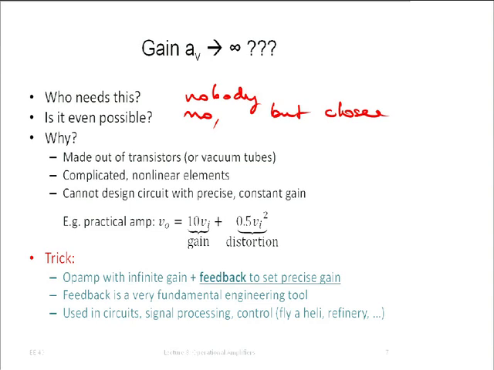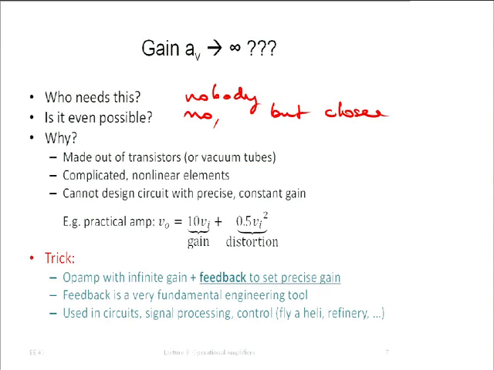But anyways, the conclusion is: if you go to these classes, you will find out that you can design amplifiers, but you cannot make amplifiers out of transistors that have a very precise constant gain. So, for example, if you were to try to build out of transistors an amplifier that has a gain of 10, then the output voltage should be simply 10 times the input voltage.